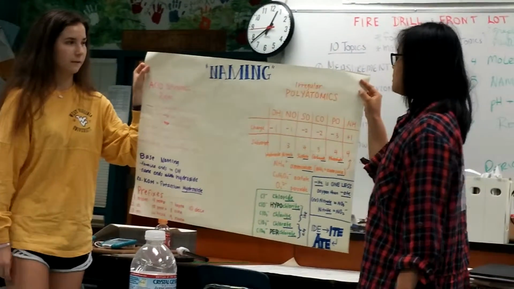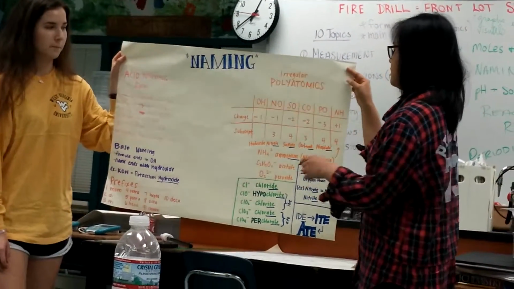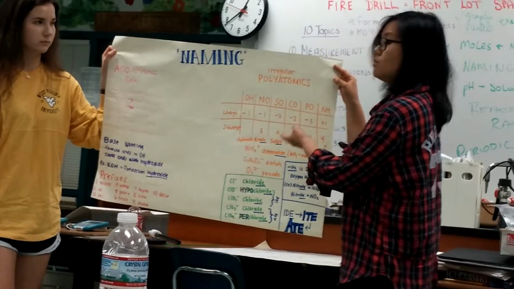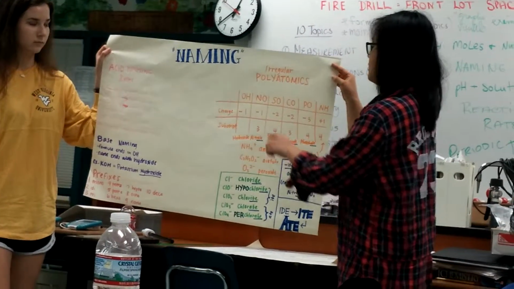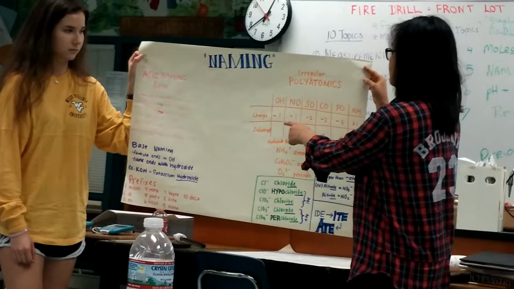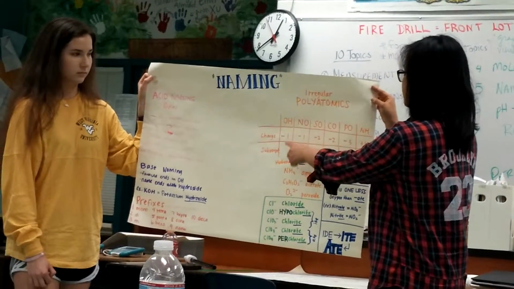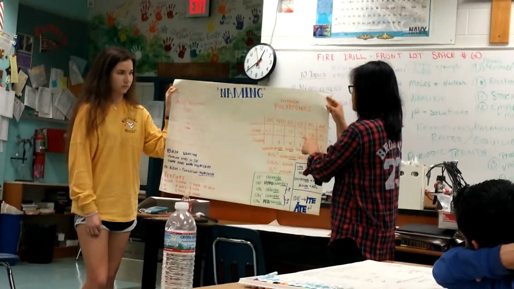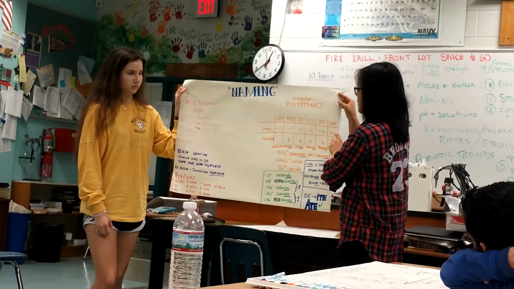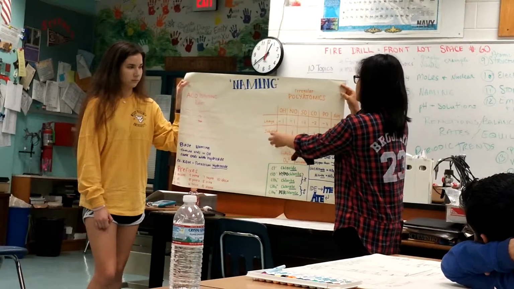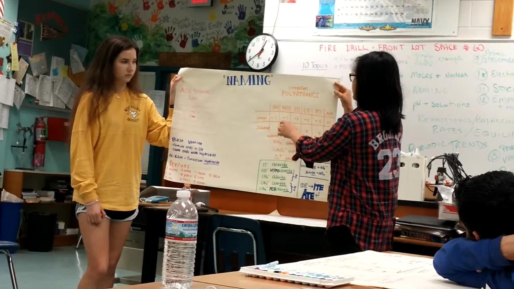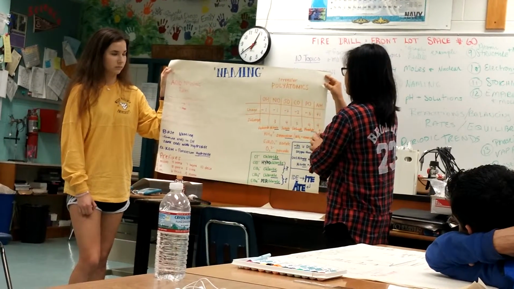Okay, and there are also irregular polyatomics, and the easiest way to memorize them is OH, NO, SO, CO, PO, and NH. OH has a charge of -1. It goes in order: -1, -1, -2, -2, -3, and +1. And for the subscript, the O in OH has nothing, and starting from NO, it has 3, 4, 3, 4, 4.